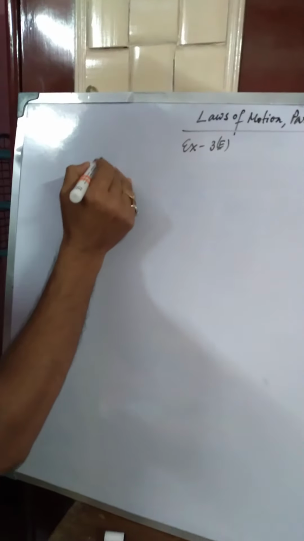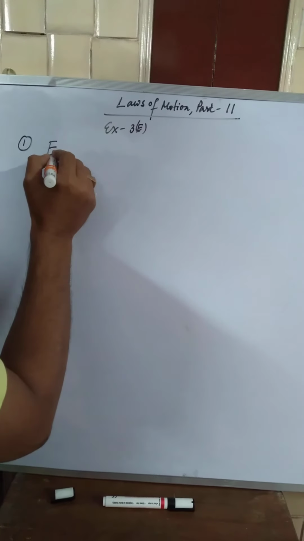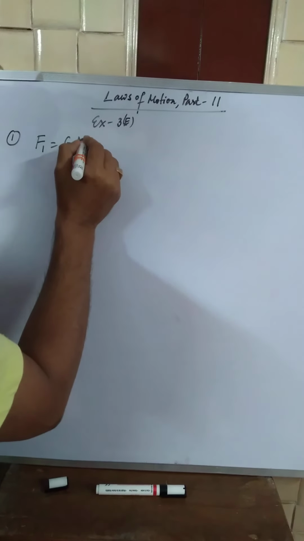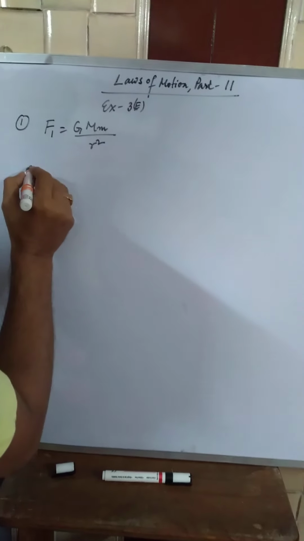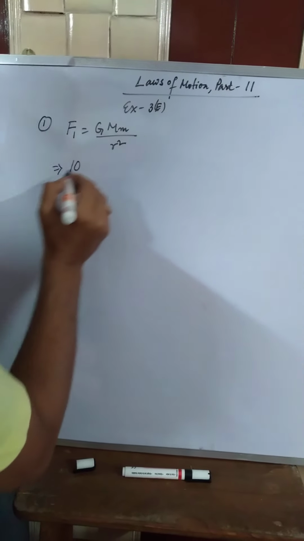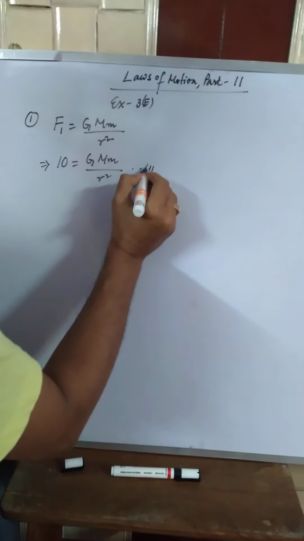Question number 1: the force of attraction between two bodies at a certain separation is 10 Newton. What will be the force of attraction between them if the separation is reduced to half? The initial force of attraction, let us consider F1 equal to G into capital M into small m by R square. It is given the force of attraction is 10 Newton. This is equation 1.